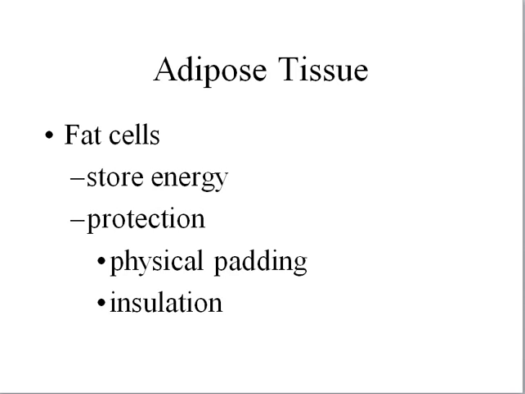Animals that live in cold environments often have a thick layer of fat under the skin. Blubber, found in whales, walruses, and seals, is a great example. But even people living in these cold environments also develop an insulating layer of adipose tissue under the skin.